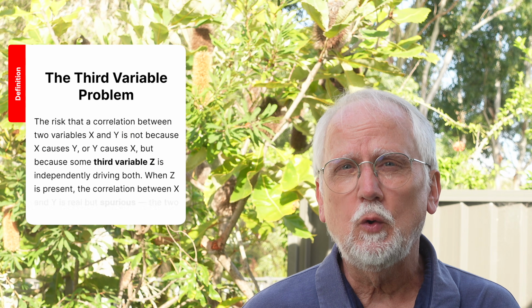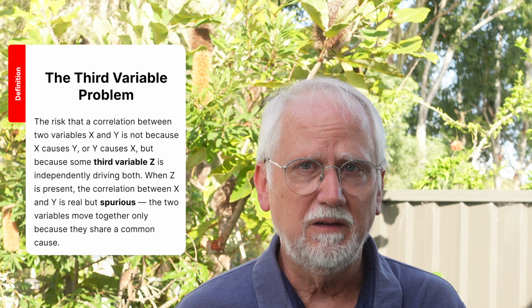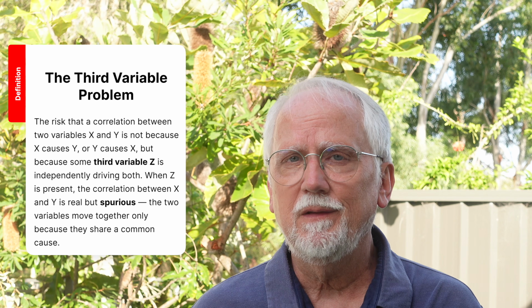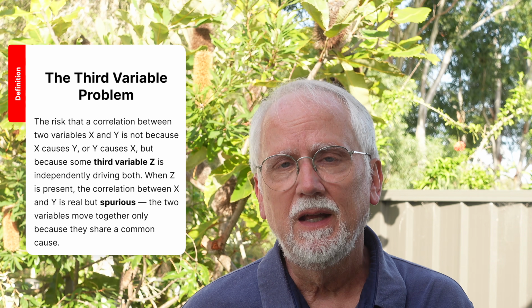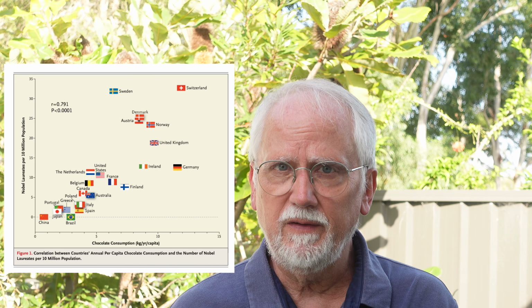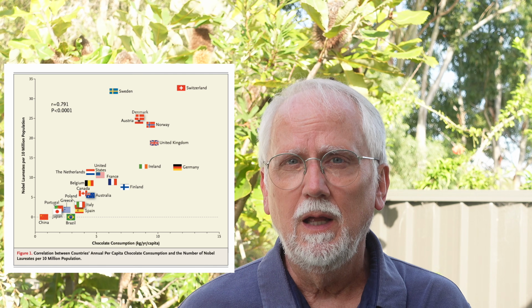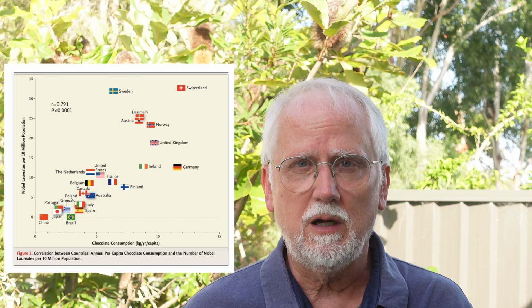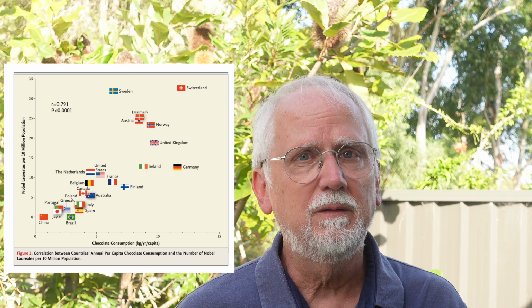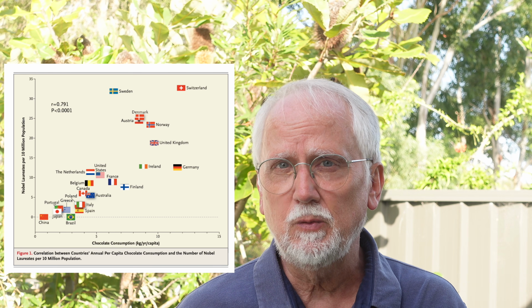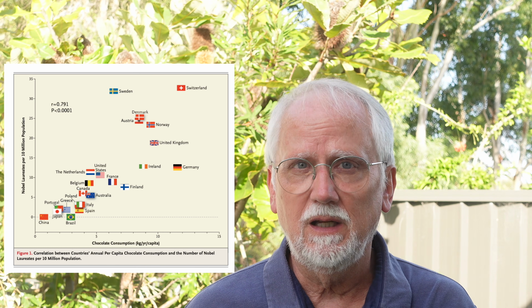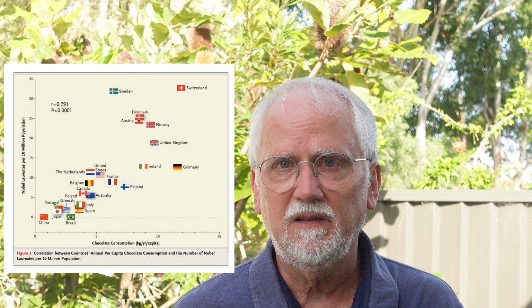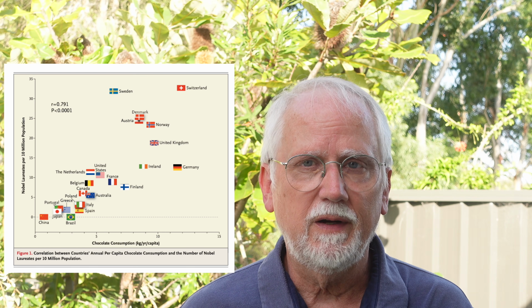When two variables are correlated, there are always three possible explanations. First, X causes Y. Second, Y causes X. And third, and this is the one people forget, Z causes both X and Y. In the chocolate case, the third variable is per capita wealth. Wealthier countries can afford more chocolate. Wealthier countries also invest more heavily in education and research, which produces more Nobel laureates. The correlation between chocolate and Nobel Prizes is spurious, driven entirely by the third variable.